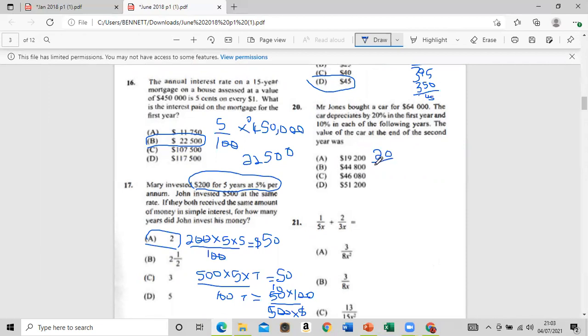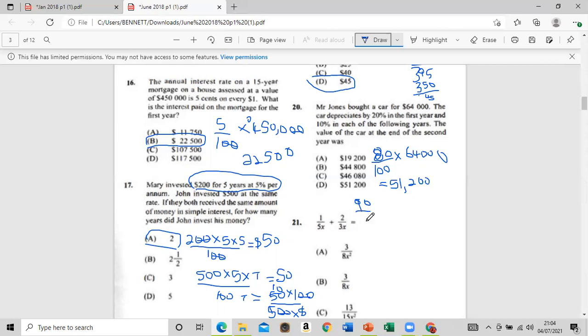So it's 20%. I teach them a shortcut: 80%, guys. If it depreciates by 20%, it means the value is now 80%. So let's find 80%. Alright. I think I get 51,200 for this. Guys, I remember things very clearly. So it's 51,200. And then we'll find 90% of this because it's going to depreciate by 10% again.